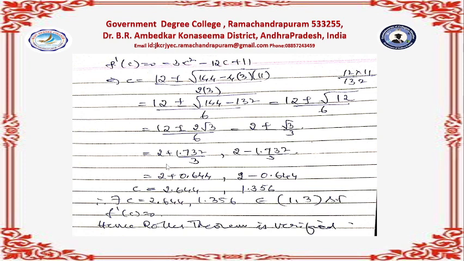That is nothing but 2 plus 1.732 by 3, comma 2 minus 1.732 divided by 3. That is nothing but 2 plus 0.644, 2 minus 0.644. Therefore what is C? 2.644 and 1.356. So in fact there exist 2 points C in the open interval 1 comma 3 such that f prime at C equal to 0. Hence the Rolle's theorem is verified.